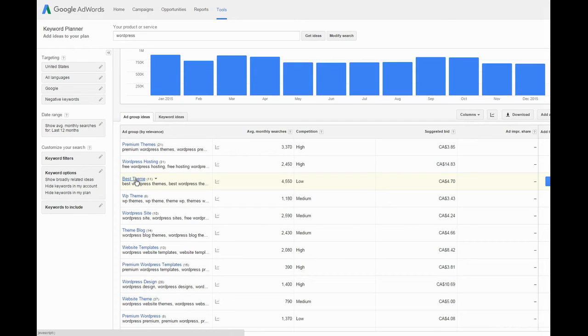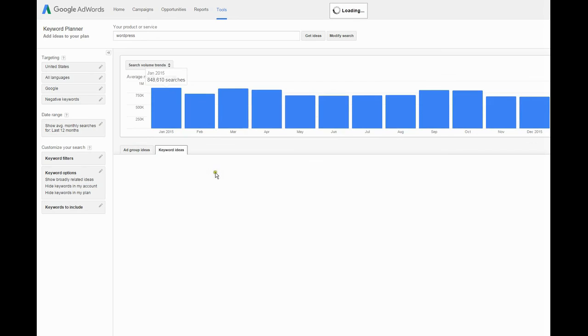Best theme, again, goes back to that relevance. This doesn't necessarily indicate that it's WordPress focused. So this might be one of the reasons why the competition is lower, even though the search terms are higher, because best theme could be anything. It doesn't necessarily relate to WordPress. And if you are WordPress focused, you need to stick with those keywords such as WordPress themes and so on.